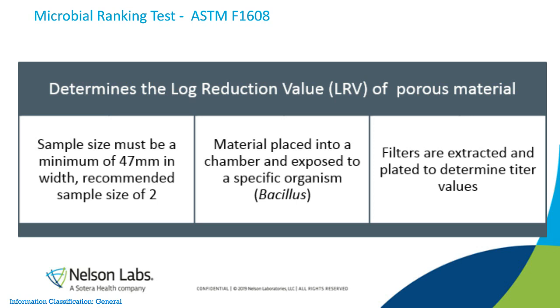A 45 micron filter under the test sample collects any organisms that penetrate through the material, and then the filters are enumerated and a log reduction value, or LRV, is calculated. The higher the LRV, the better the barrier. LRV values can range from 0, which is no barrier at all, to a 6, which means basically nothing got through. There's no standard acceptance criteria for the LRV value. The type of material, medical grade paper versus Tyvek, will affect the LRV, and the thickness of the material and any applied coatings will also affect the LRV value.